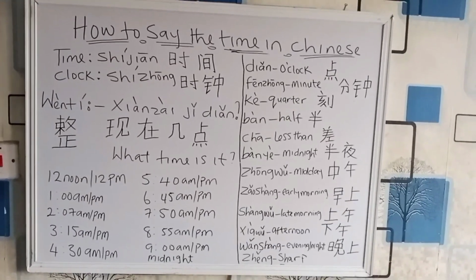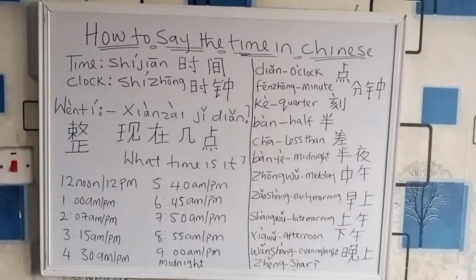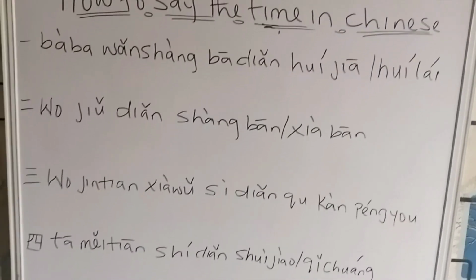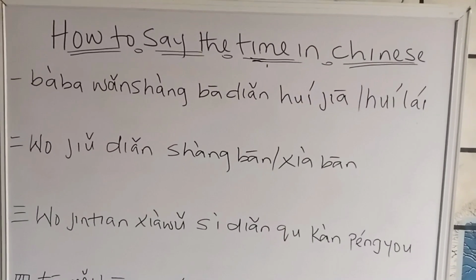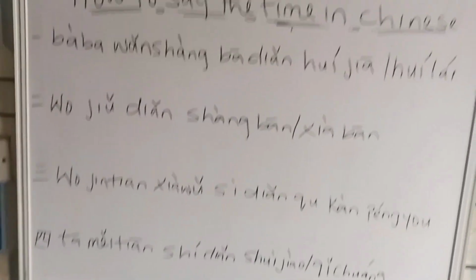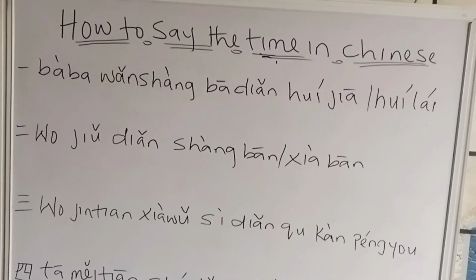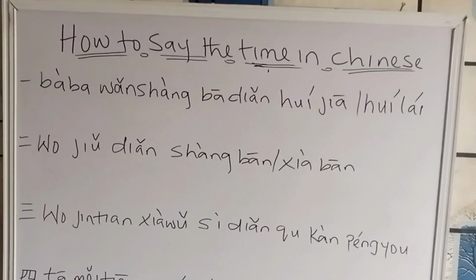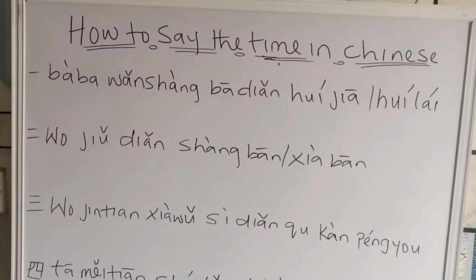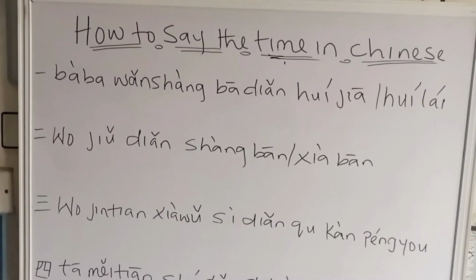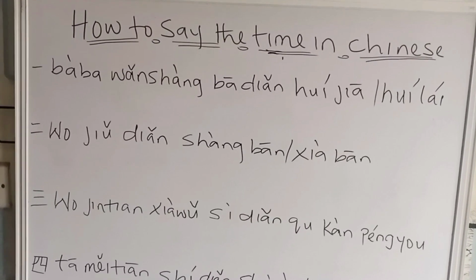Now I will make 2 or 3 sentences to help us understand time better. So here are some sentences I wrote to make us understand time very well. I numbered them in Chinese, as you can see. The first one is 爸爸晚上8点回家. And I also wrote 回来 because I wanted to explain 回家 and 回来. This means father returns home at 8 p.m.